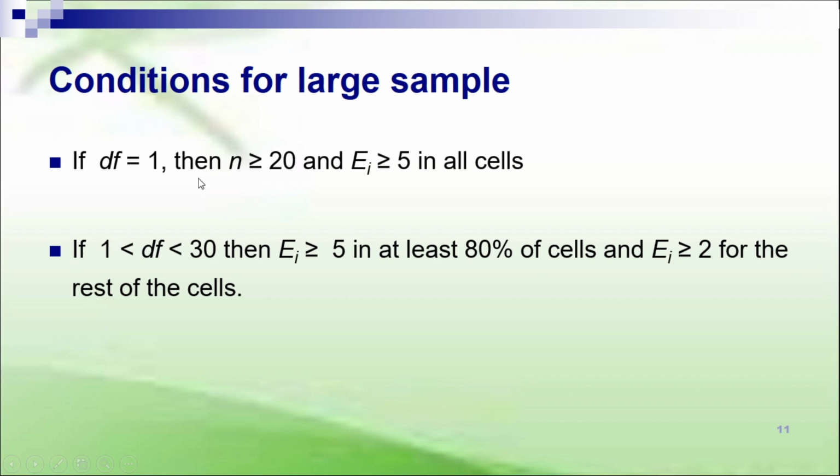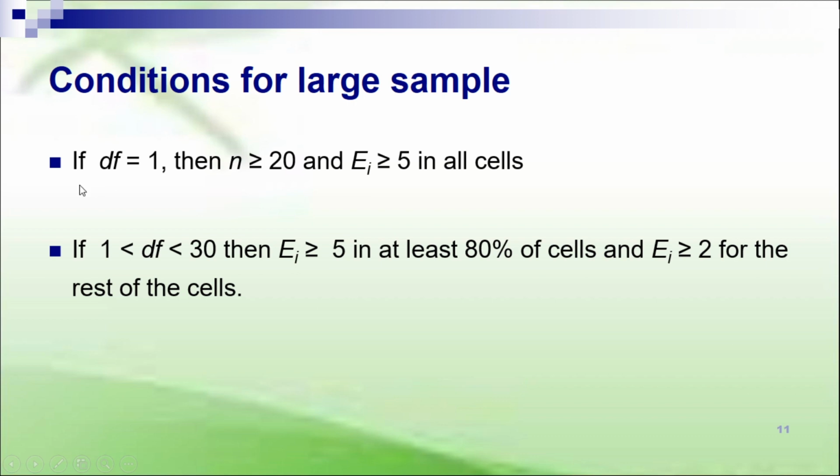The second case: if degrees of freedom lies in between 1 and 30, that means greater than 1 and less than 30, any value in between these two ends, then the expected values in at least 80% of cells should be greater than or equal to 5, and in the remaining cells expected value should be greater than or equal to 2. Once we discuss one example, you can clearly understand how to define the cells and expected frequencies.